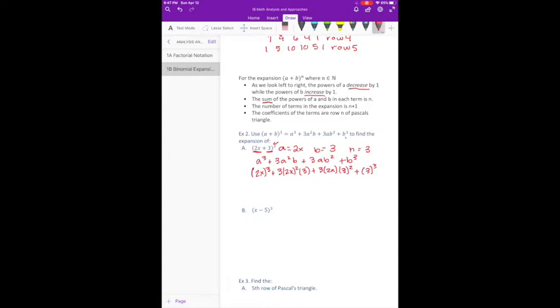Okay, so 2x to the third is going to be 8x cubed, plus 2x squared is 4x squared. So 4 times 3 is 12, times 3 is 36x squared, plus 3 times 2 times 9, so that's what 9 is going to be, 54x, plus 3 to the third is 27. So that is our expansion of 2x plus 3 to the third without actually having to FOIL it all out.